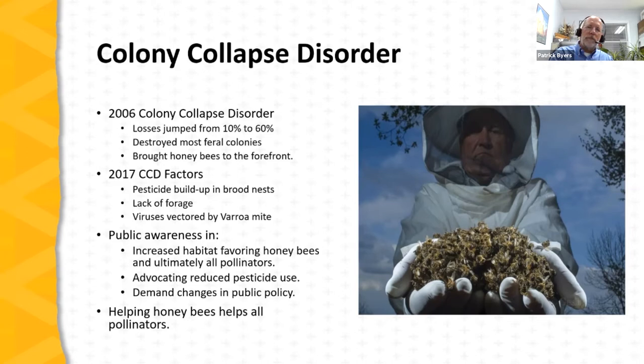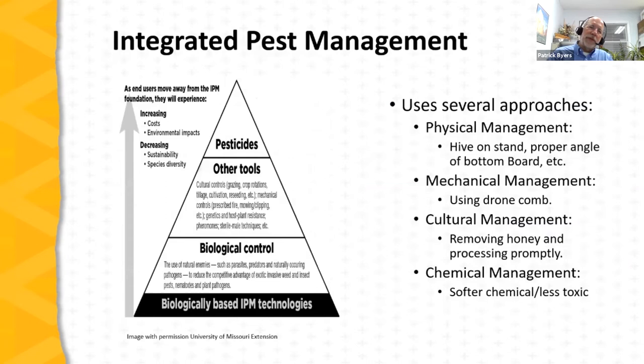Now again, just to review integrated pest management, as beginning beekeepers, we have to understand that we have to manage honeybee colonies for these problems. But again, we want to start with physical management. Things such as hives on stands, proper angles of bottom boards, screen bottom boards, those sorts of things. Mechanical management, again, using drone comb for varroa mite management. Cultural management, removing honey, processing promptly, and managing the comb after honey extraction, very important from the standpoint of wax moth management. And then chemical management if needed. Use softer chemicals first. If you have to use harder chemicals, then use those as directed by the label of the chemical.